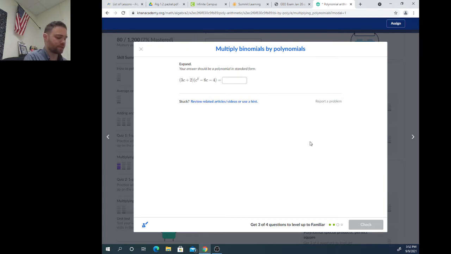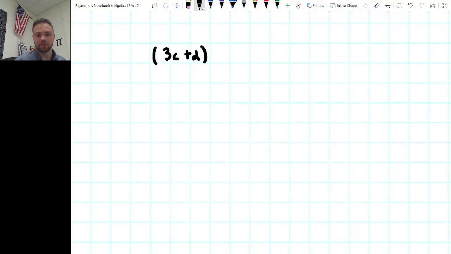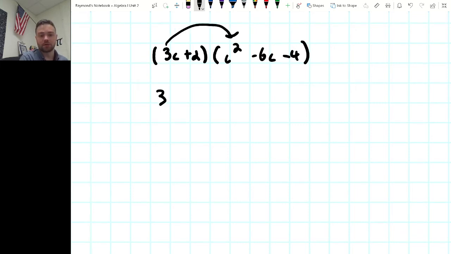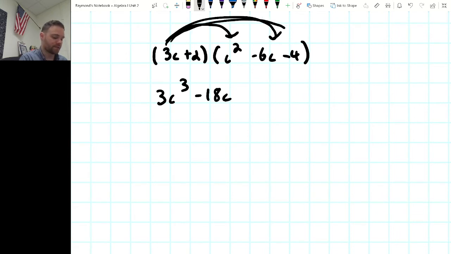So you've got 3c plus 2 times c squared minus 6c minus 4. I'll go ahead and write all this out because I can see that other screen. So I want to be able to multiply all this out. I've got 3c times c squared, which is 3c cubed. And then 3c times negative 6c, which is negative 18c. And then 3c times negative 4, which is negative 12c.